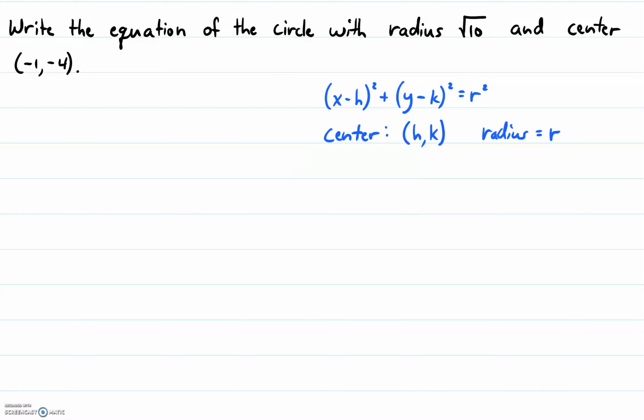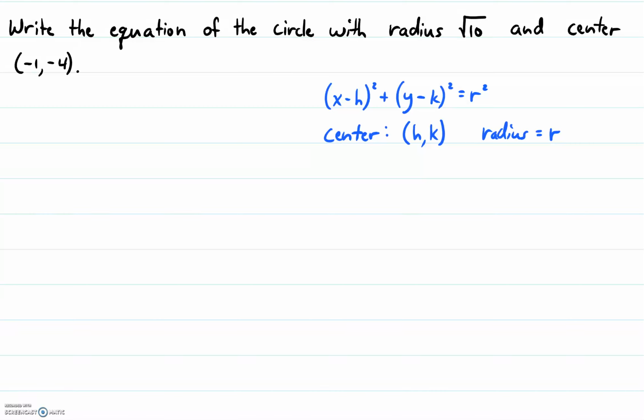Now, (x - h)² + (y - k)² = r², what you see in blue, is the standard form of a circle. If you have the center (h, k), you can plug the h and the k, in other words the x value and the y value for the center, into that equation, and you can plug the value of the radius in place of r, and simplify, and that's going to give you your answer.